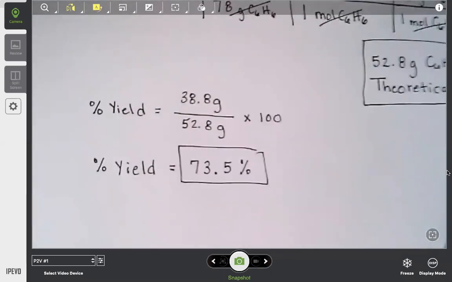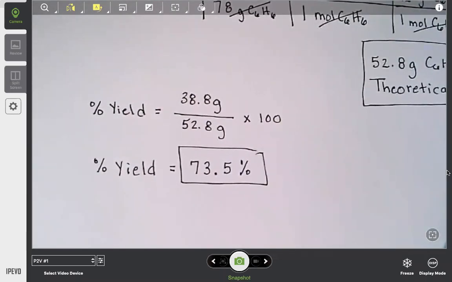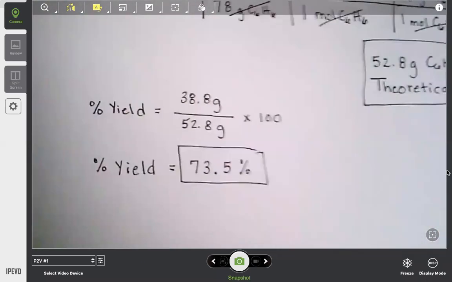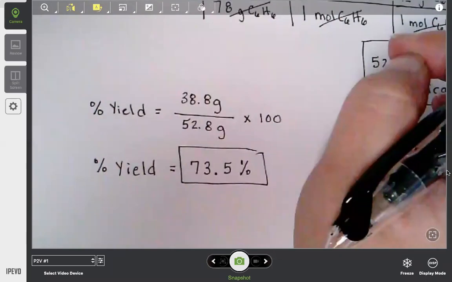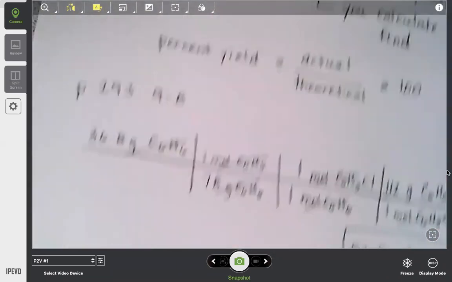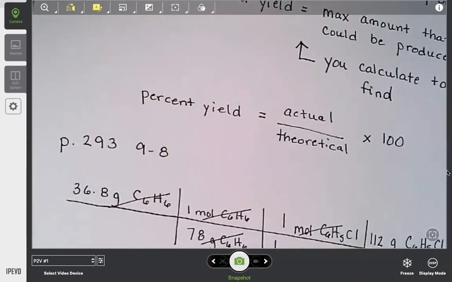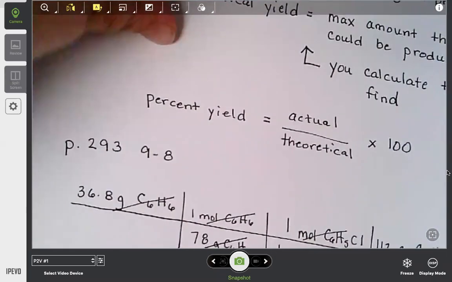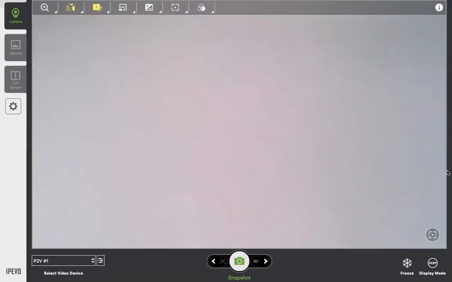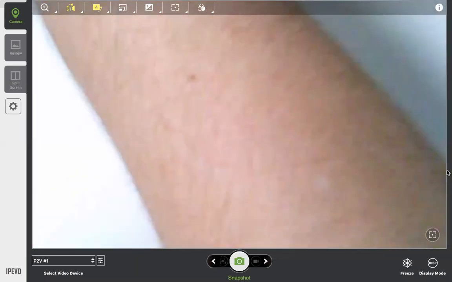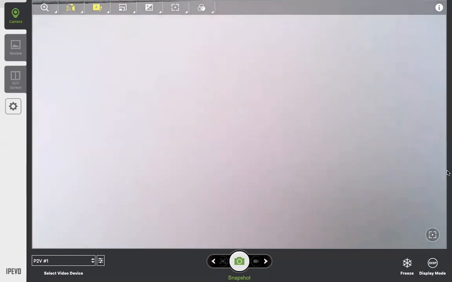How about it? Okay. Let me see. All right, flip the page to page 294. And let's do one more together here.